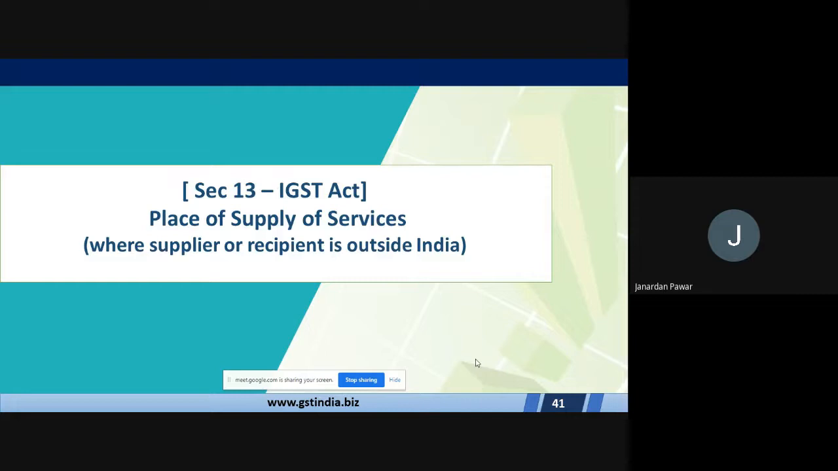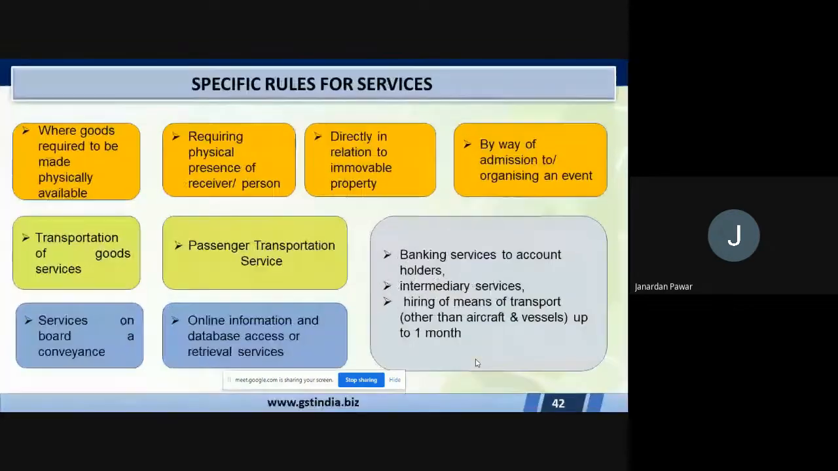The assumption is that out of supplier or recipient, one is not from India. It means somebody is from outside India. In this case, what sort of provisions have we made for deciding the place of supply of services, which we are going to see in this particular session. So starting with the first provision, look at this. Specific rules for services. There are certain rules for the purpose of services and those we are discussing here. These are the rules which we can see here, and I have taken those rules here for the purpose of better understanding. So look at the first one.